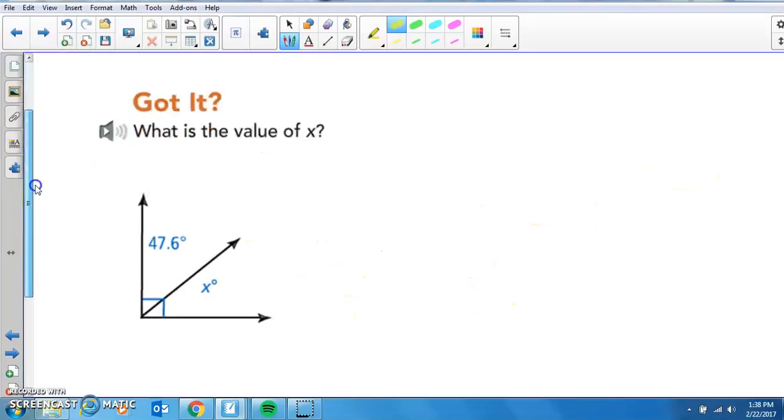All right, this one right here, very similar to the other ones. You have an angle here that's 47.6. This one's x. You can see here it's a right angle, so it equals 90 degrees. So if this one's 47.6, if you will figure out what x is. So I'll let you do that one.